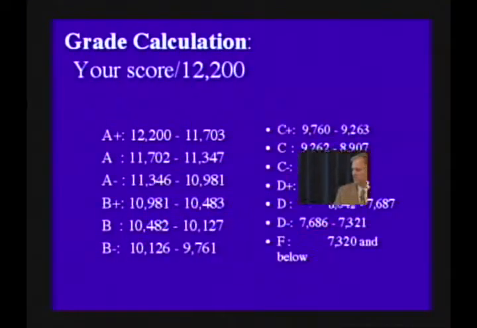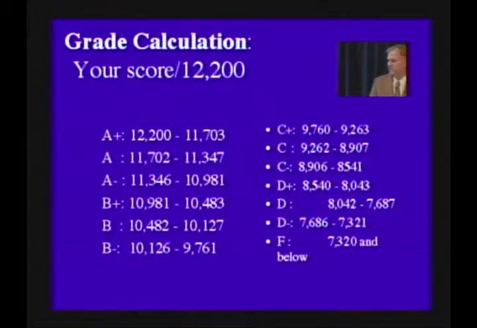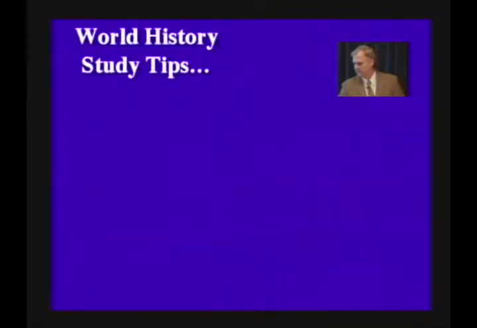And for a D, we'll fix those others later. 76, essentially D is from 85 to 731, and then anything below 7320 is an F. So that's just how the score is going to be calculated in the course of the year.